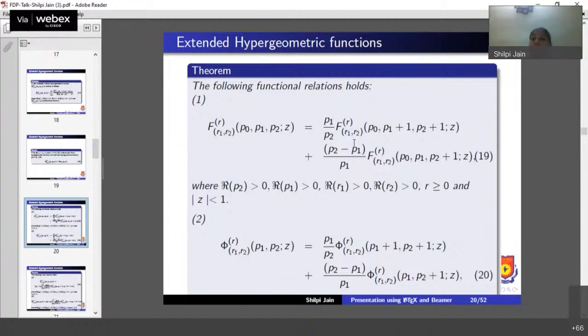The next theorem: the following functional relation holds. F of r1, r2, r, p0, p1, p2, z is equal to p1 by p2 times F of r1, r2, r, p0, p1 plus 1, p2 plus 1, z plus p2 minus p1 by p2 times F of r1, r2, r, p0, p1, p2 plus 1, z, which is given by equation number 19, under the condition given here. We get another result: phi of r1, r2, r, p1, p2, z is equal to p1 by p2 phi of r1, r2, r, p1 plus 1, p2 plus 1, z plus p2 minus p1 by p2 phi of r1, r2, r, p1, p2 plus 1, z.